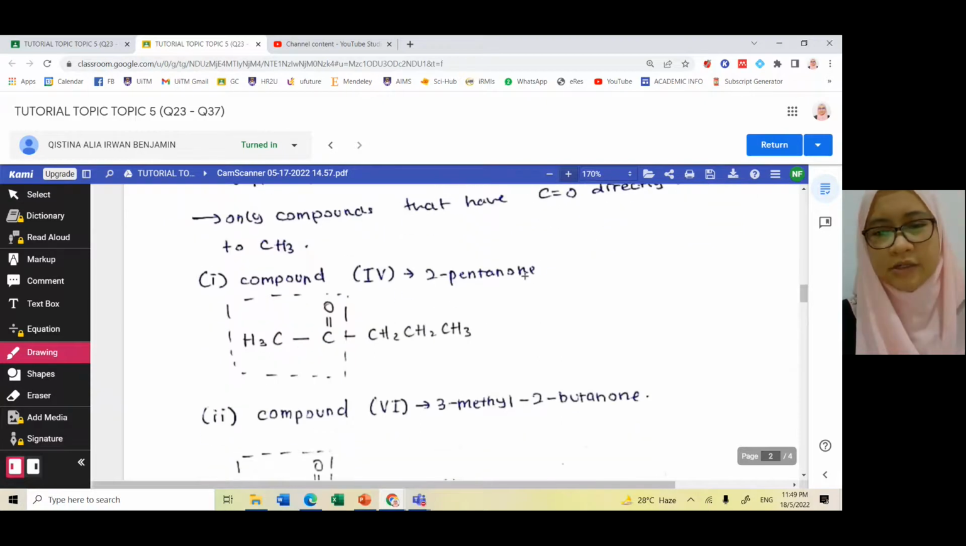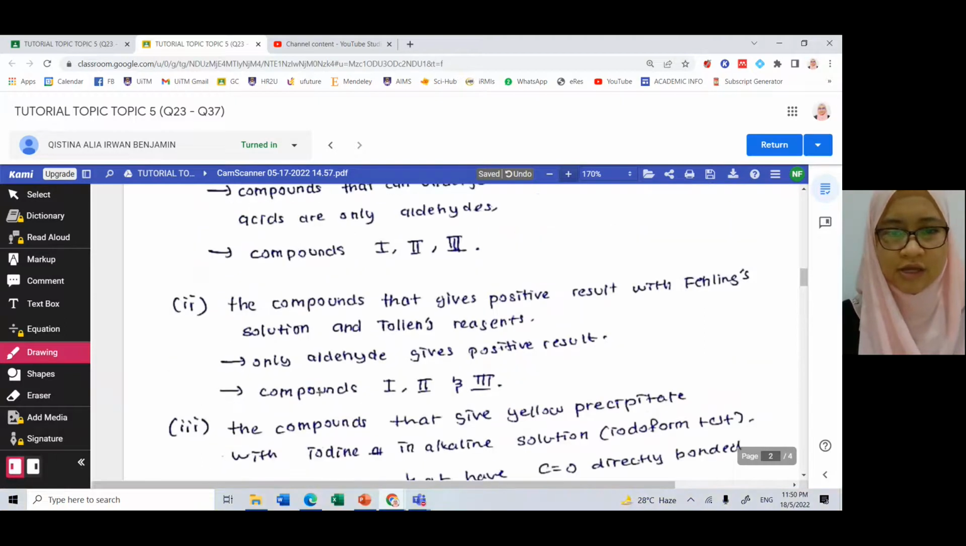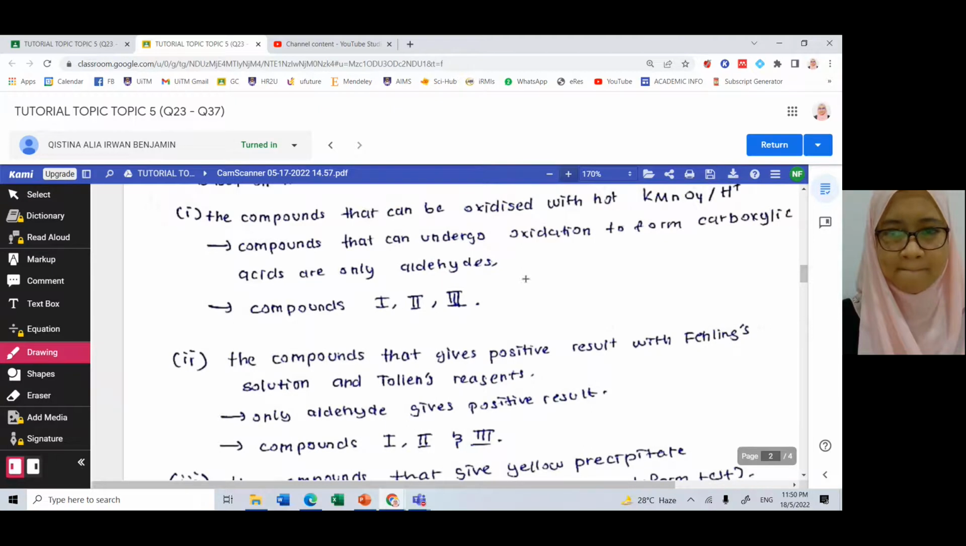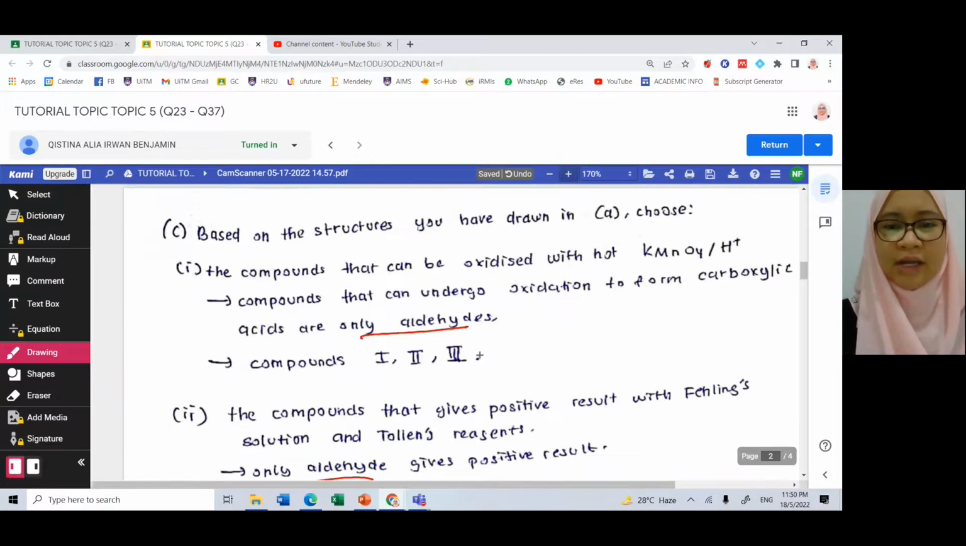Okay, all right. So 2-pentanone and also 3-methyl-pentanone. So this one, it detects this. Okay, it detects this. That is for iodoform just now. All the aldehyde. Okay, only aldehyde. Yes, only aldehyde. Okay, so we had an addition just now.